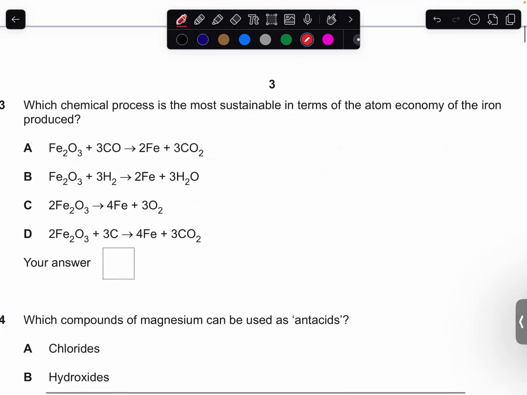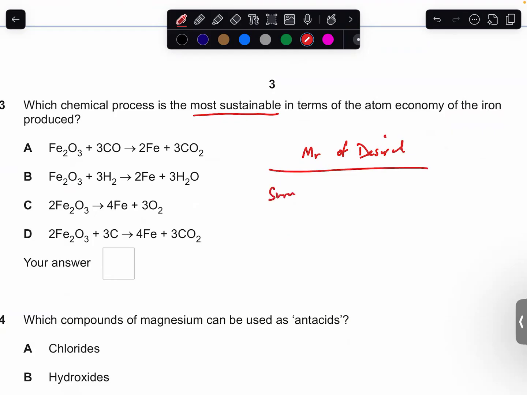Which chemical process is the most sustainable in terms of the atom economy of the iron produced? Atom economy is the molar mass of the desired product over the sum of the Mr of all products, times 100. Quick calculation. So you've got 2 lots of 58. What is iron? The molar mass is 55.8. We're going to round this up to 56.